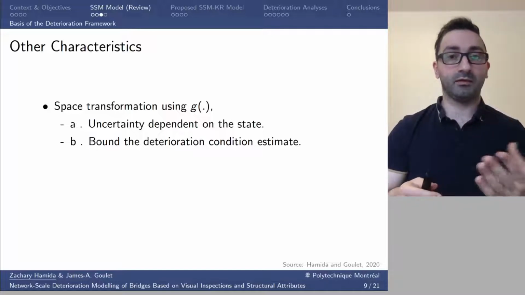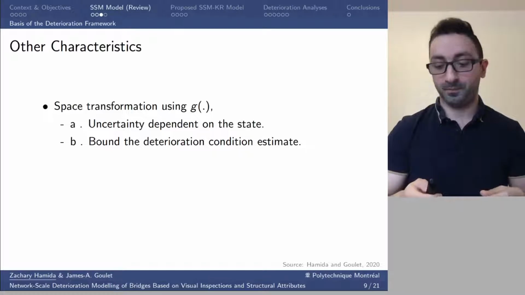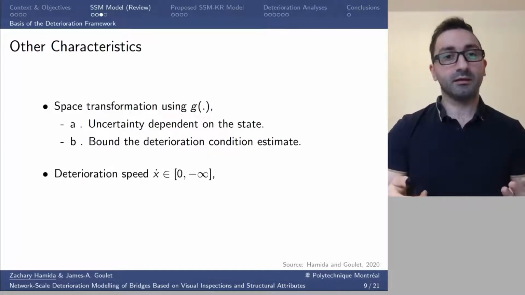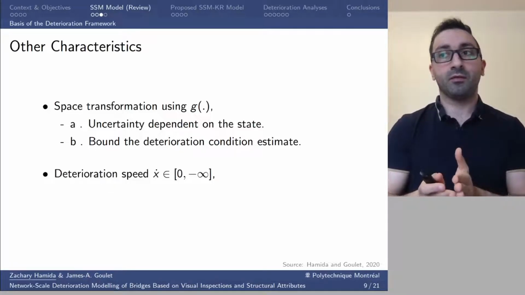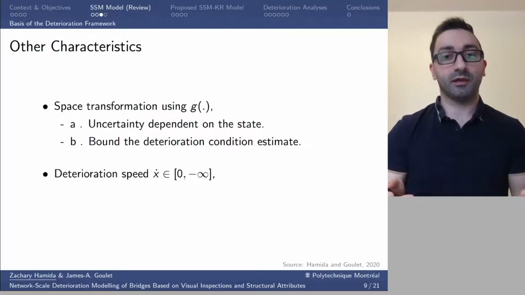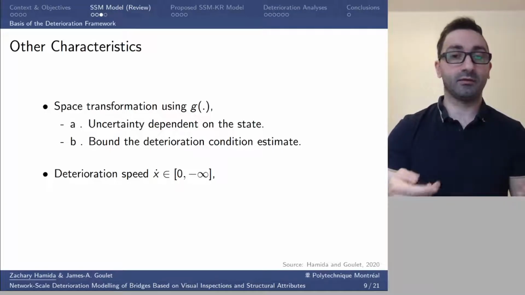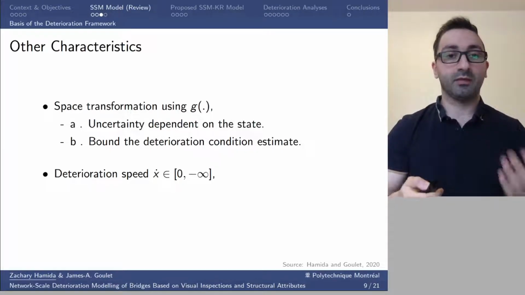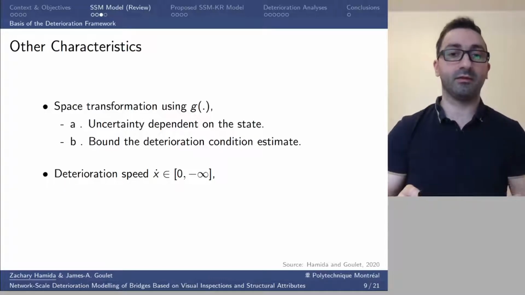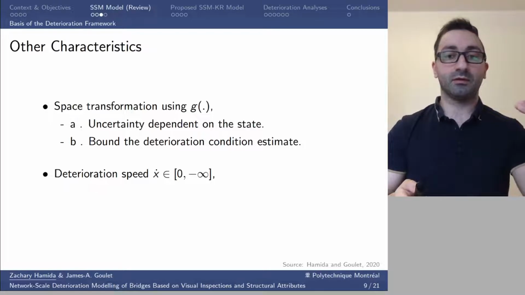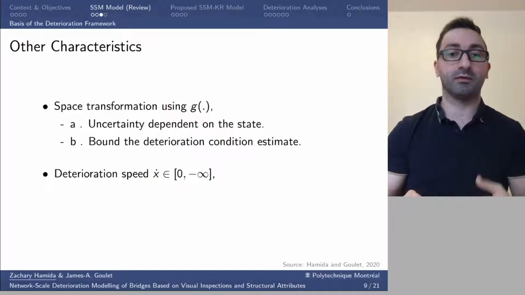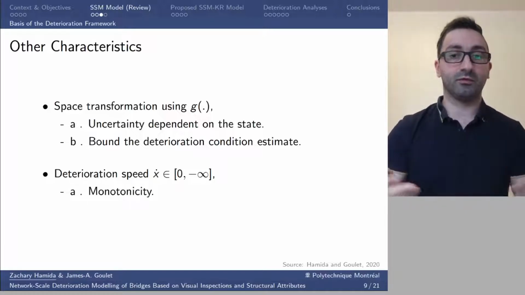So this is really using the transformation function G. The other thing about this SSM model is that it's a model for modeling the deterioration behavior. So the curve that we would expect is monotonic. And that's why the deterioration speed has to be within the negative domain in this case, because our condition is ranging from 25 for the perfect down to 100 for the worst condition. So we have a constraint that would ensure the monotonicity.